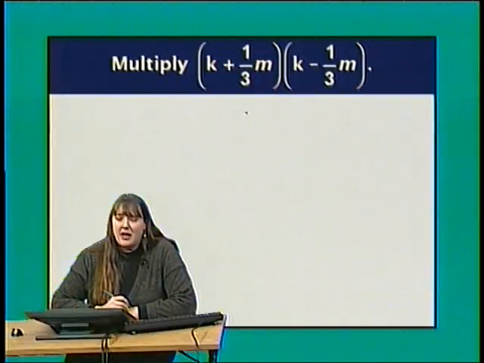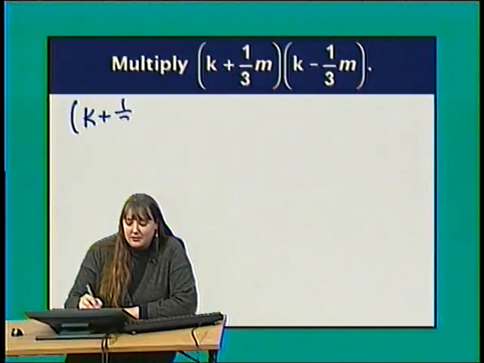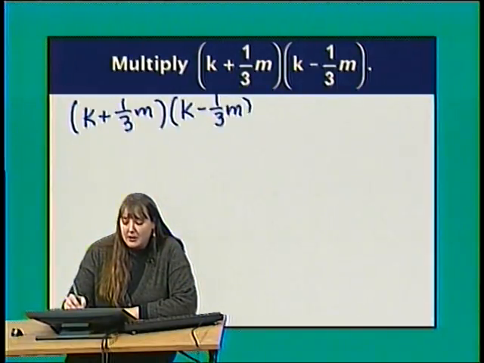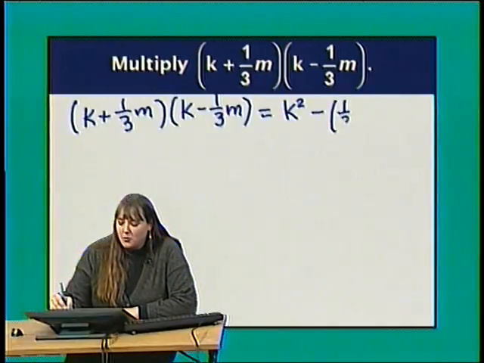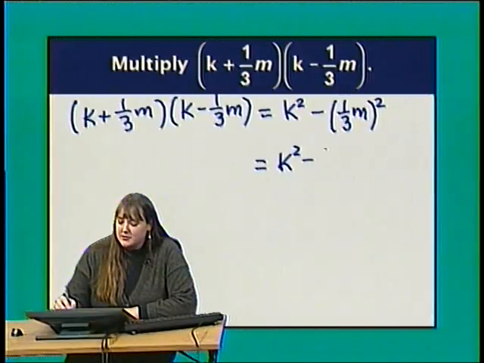Now let's multiply k plus 1/3 m by k minus 1/3 m. You might recognize these as being conjugates. When we multiply two conjugates together, we get a difference of squares. In this case, k squared minus (1/3 m) quantity squared. Simplifying that is k squared minus 1/9 m squared.